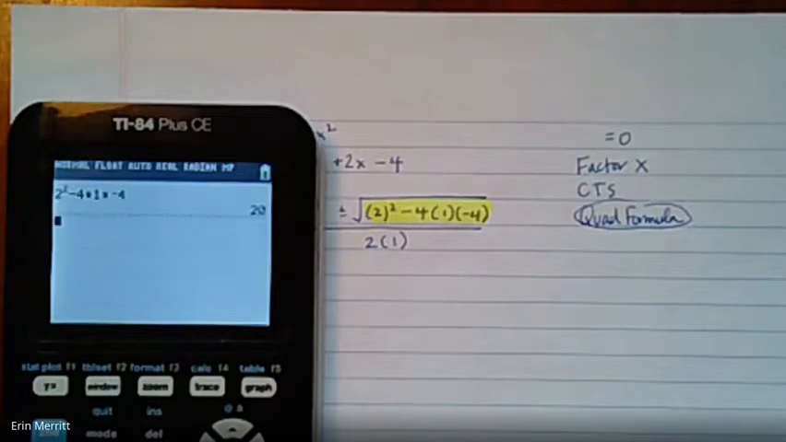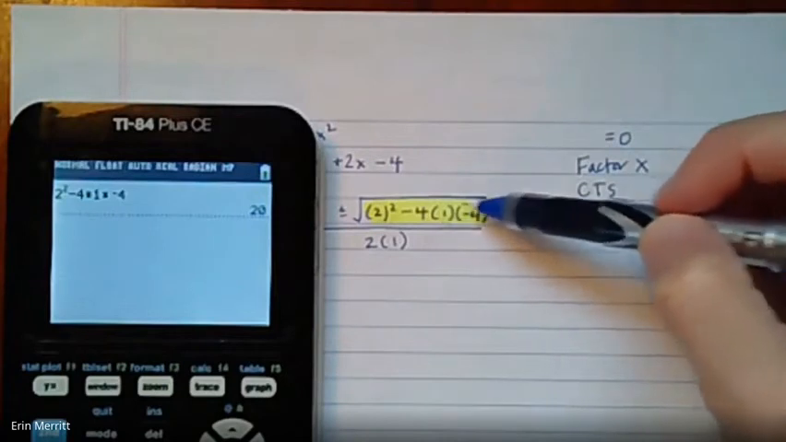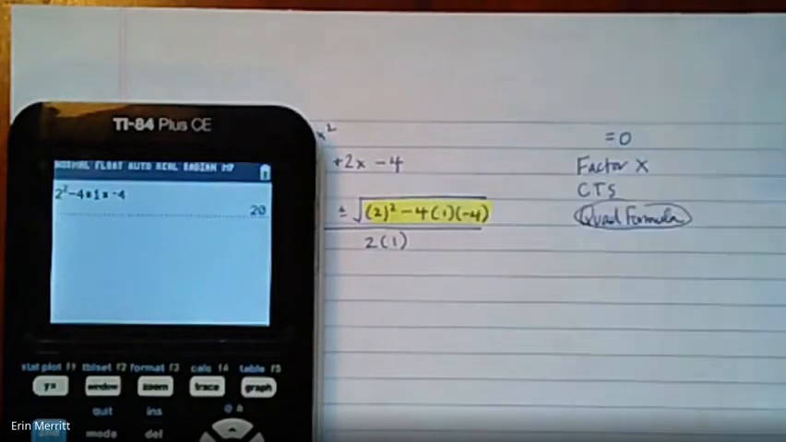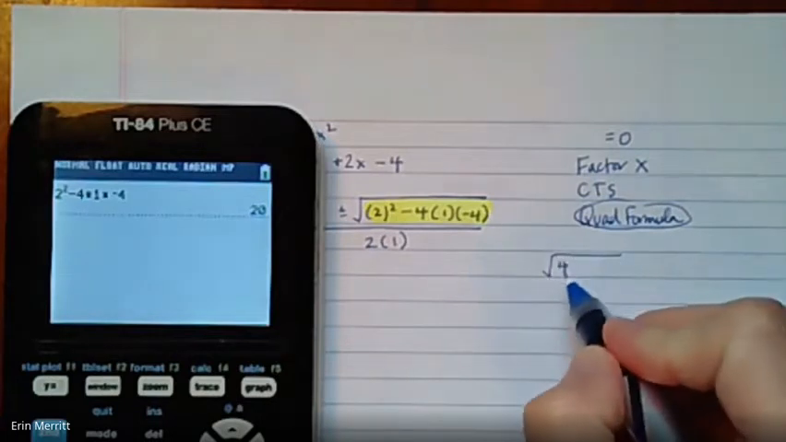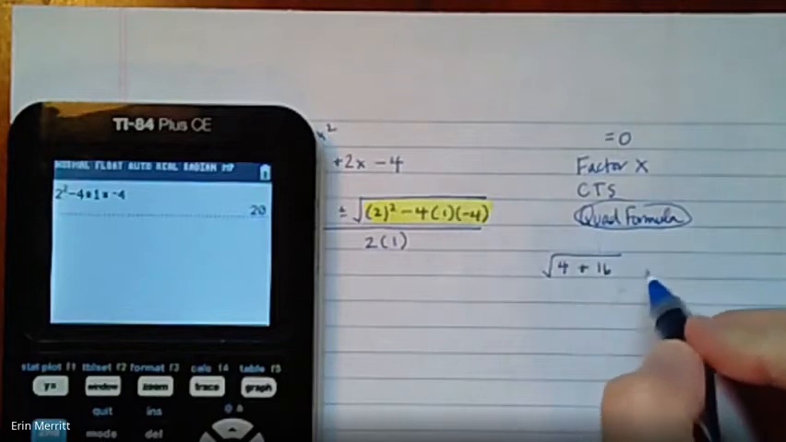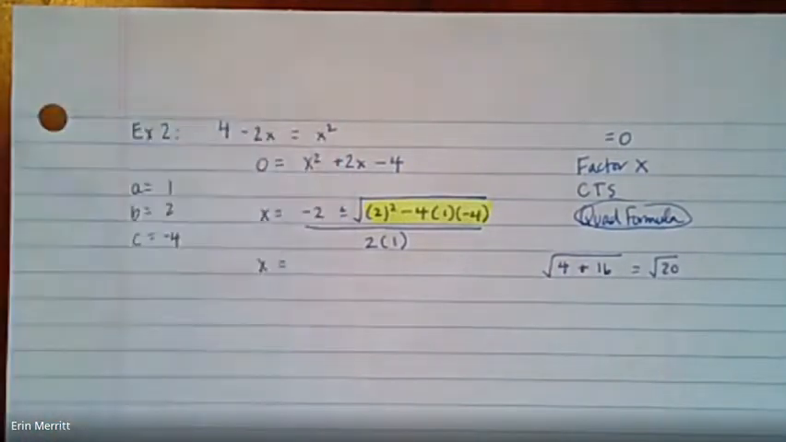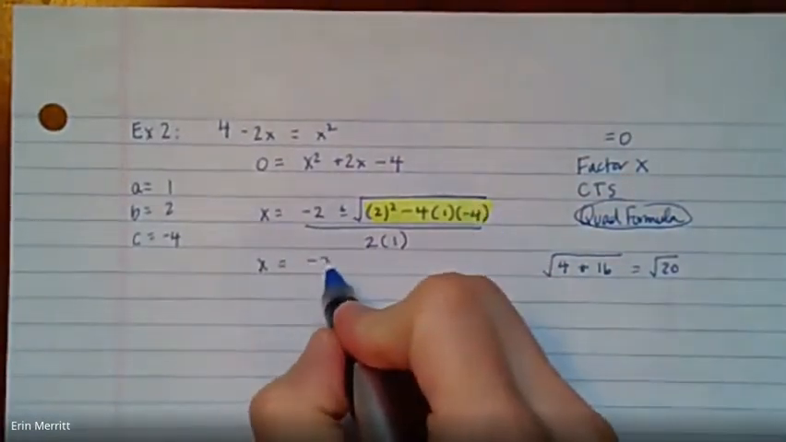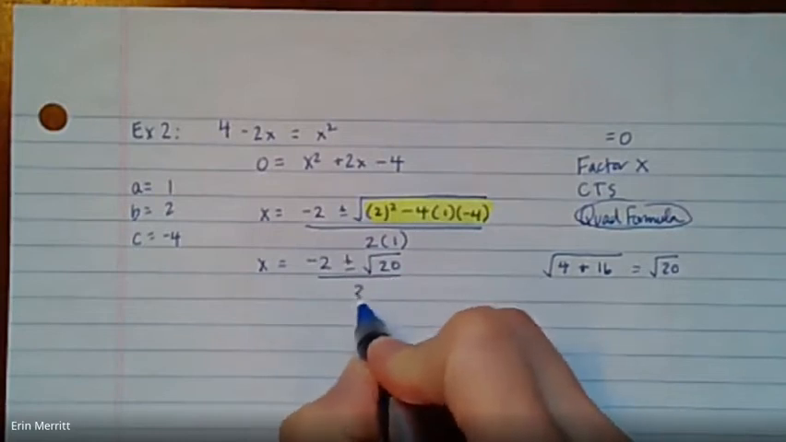That is where I see the most mistakes, because people don't realize the negative times negative turns to positive. Otherwise, if you did that piece on your own, you would end up with 2 squared, so 4, and then plus 4 times 1 times 4, so plus 16. That's where you'd get that same radical 20. So either way, that's your choice, right? So we should have negative 2 plus or minus radical 20, and then all over 2.